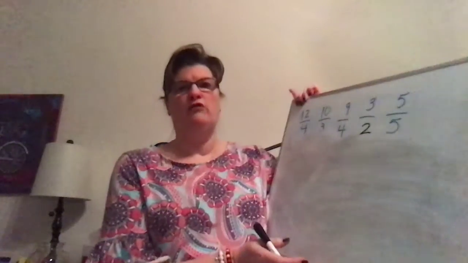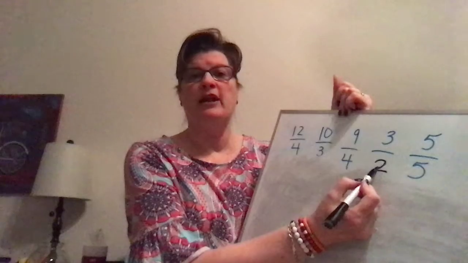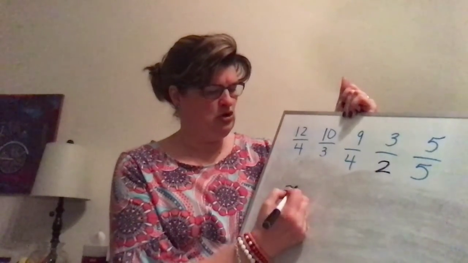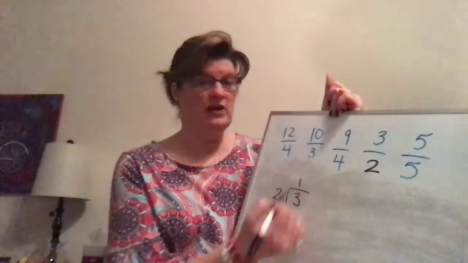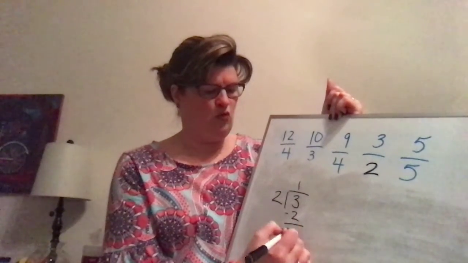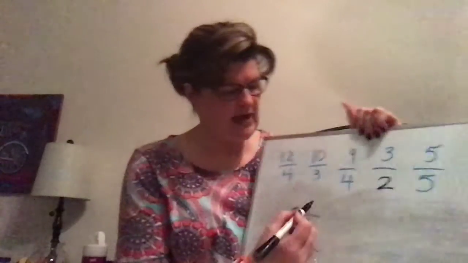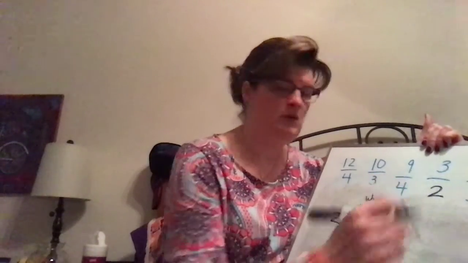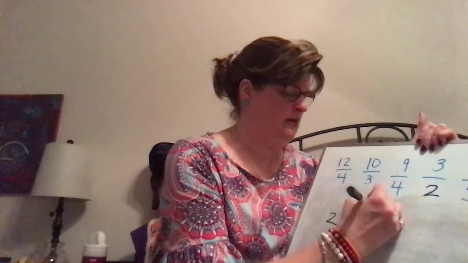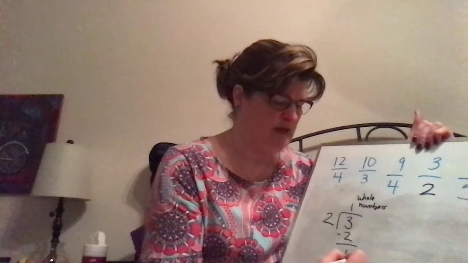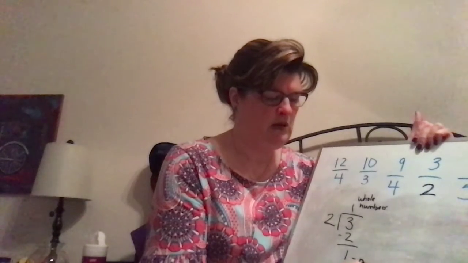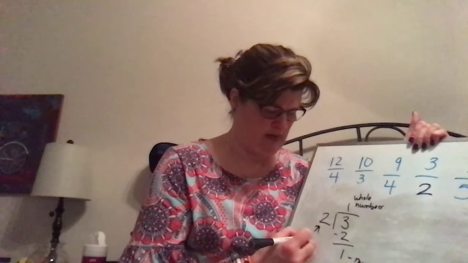Okay. Now let me erase and make some room. Let's do 3 over 2. I take the denominator and I divide it into the numerator. 2 into 3. We know it goes 1 time, and I have 1 left over. The top number tells me the whole numbers. The remainder tells me the numerator for the fractions, and this number right here is my denominator.